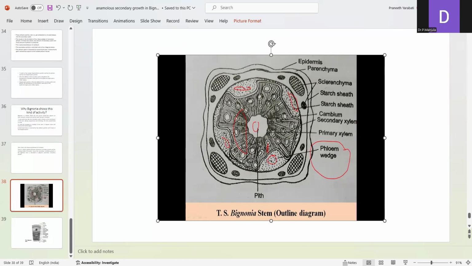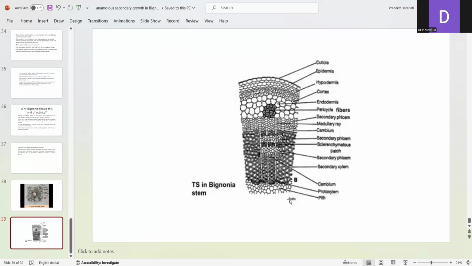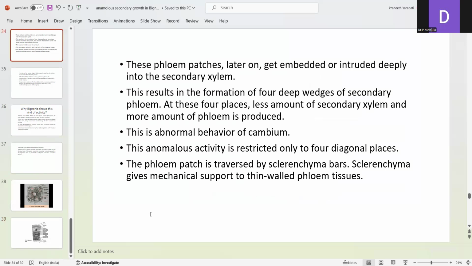This is the Bignonia stem. At the 4 regions only, it produces more secondary phloem and less secondary xylem. So it is adaptive. This is about the anomalous secondary growth in Bignonia.